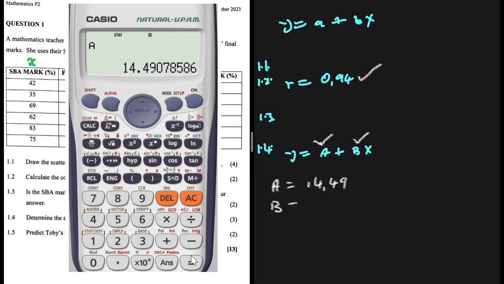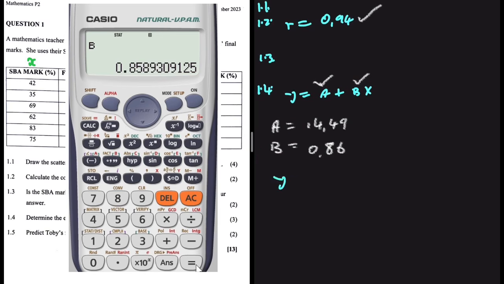Now we just need the value of B, and we have our equation for the regression line. AC, Shift, 1, and 5 regression. I press 2 and we have our value of b. B is equal to 0.86 if we round it off to 2 decimal places. So the equation is y equals 14.49 plus 0.86x. That is the answer to 1.4.